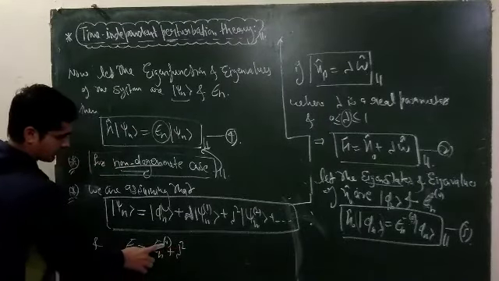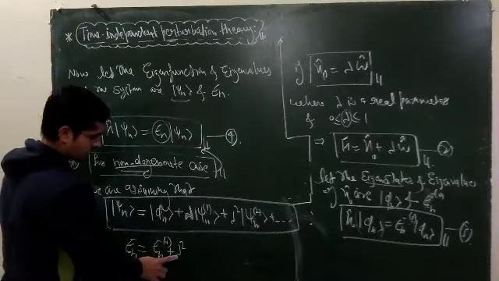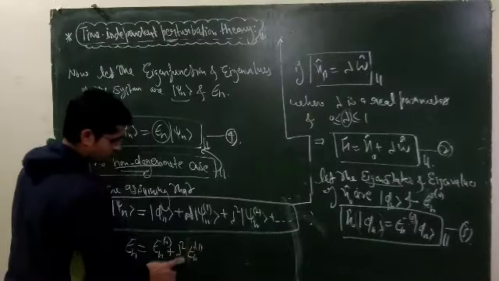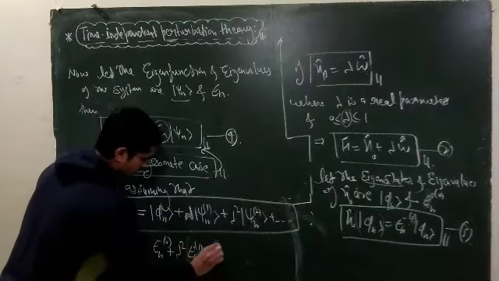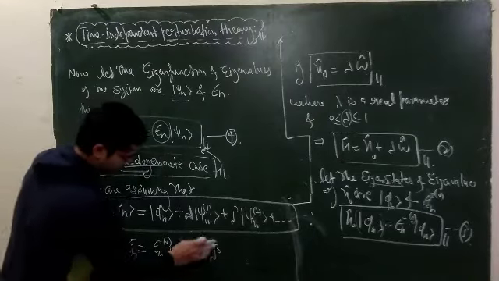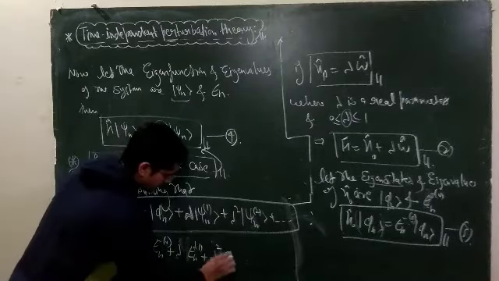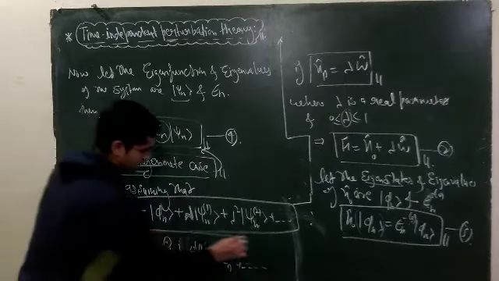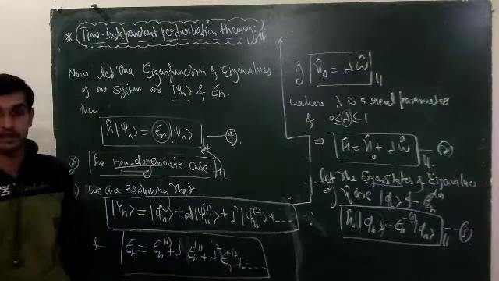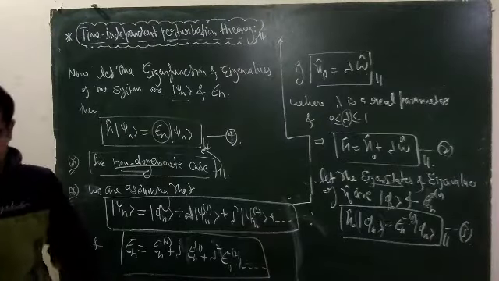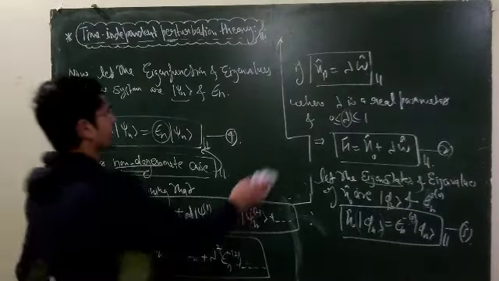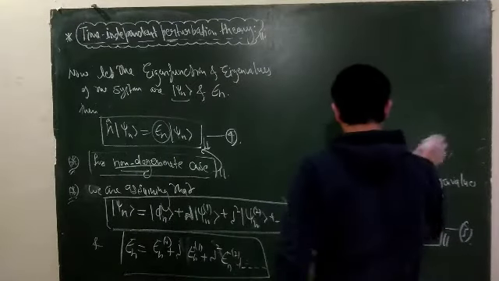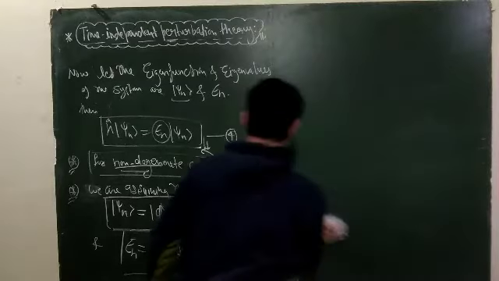So it is En naught plus lambda into En1, which is the first order correction in energy, plus lambda square into En2, the second order correction in the energy. So this is the second assumption in the perturbation theory. So these are the assumptions.